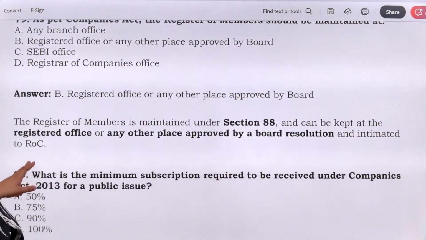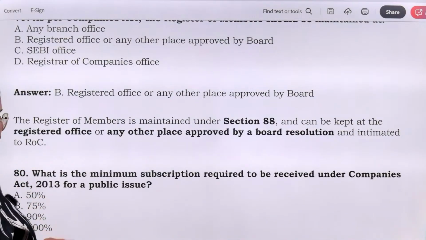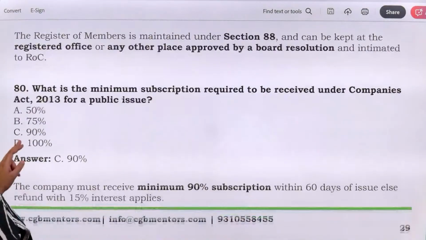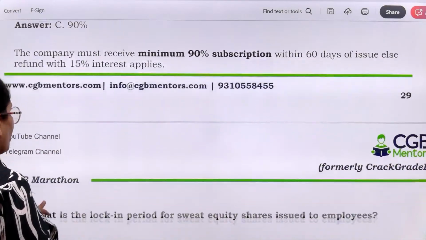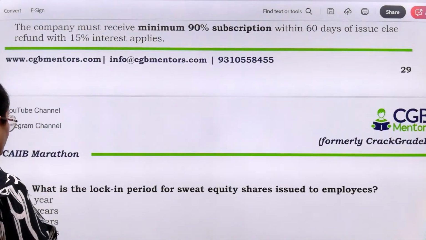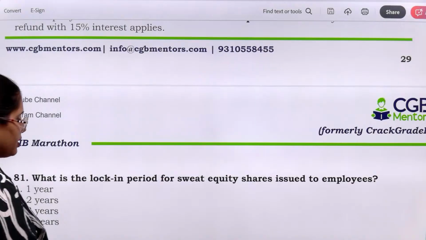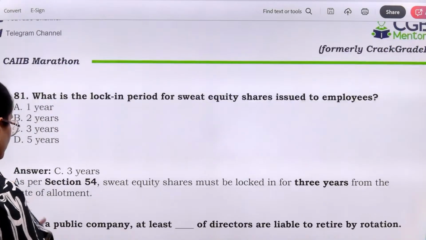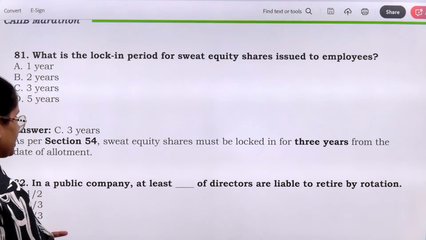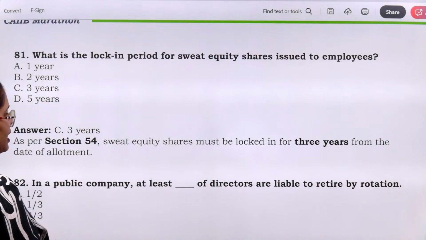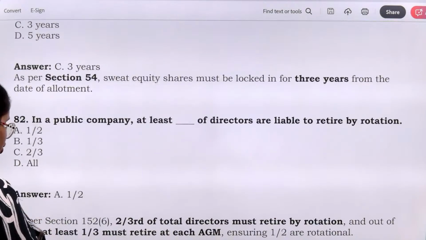What is the minimum subscription required under the Companies Act? So that is 90% for a public issue. Then what is the lock-in period for sweat equity share for employees? This is 3 years. 3 साल का आपका lock-in period होना चाहिए. In a public company, at least half of the directors are liable to retire by rotation, right?